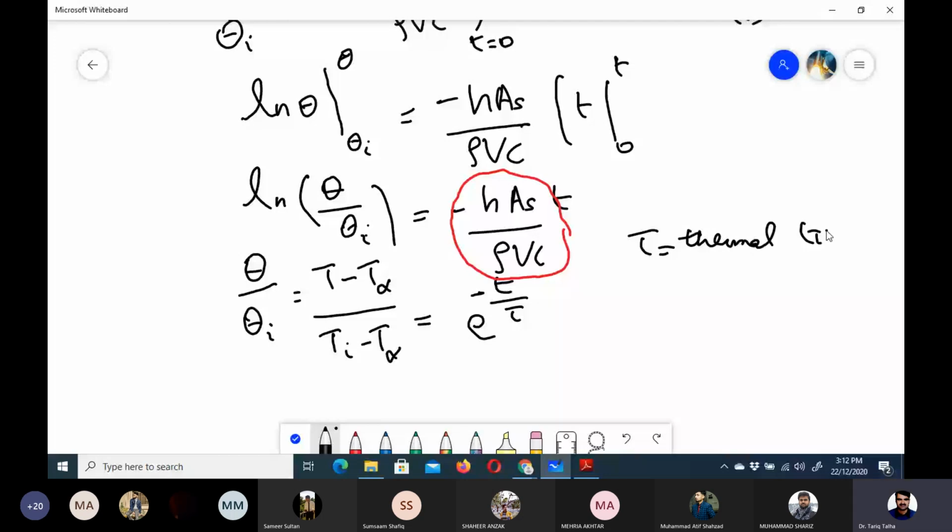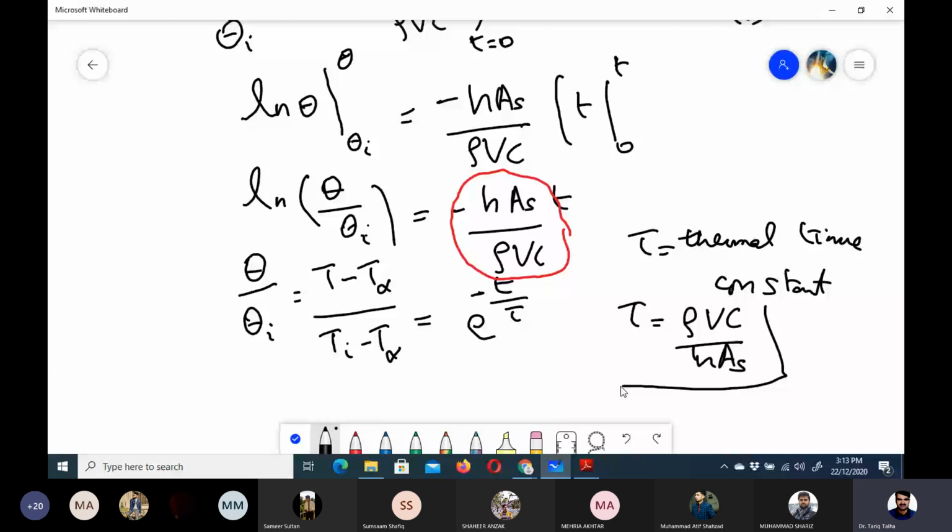Thermal time constant, and its value is equal to rho Vc upon HAS. So this is the definition. Basically, we have written it in a very concise form. Now there are two things we can do. The time t would be equal to rho Vc upon HAS into log of theta I upon theta. That is the time which is required for this cooling to happen.